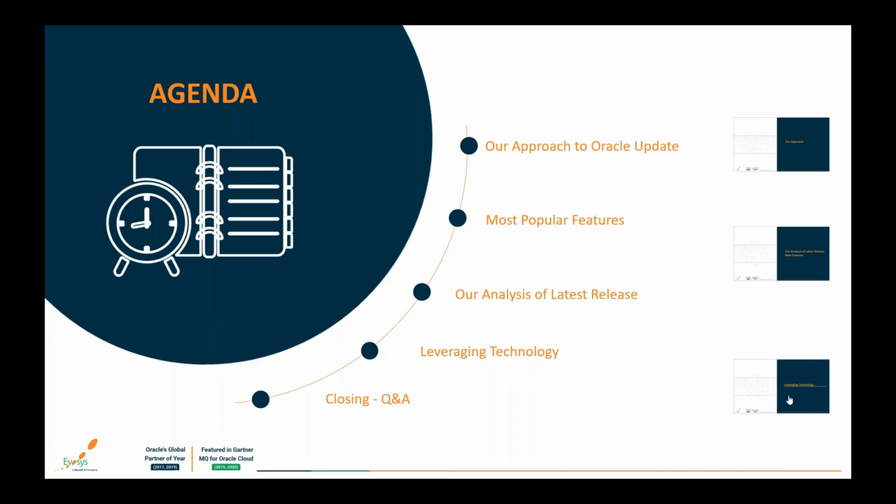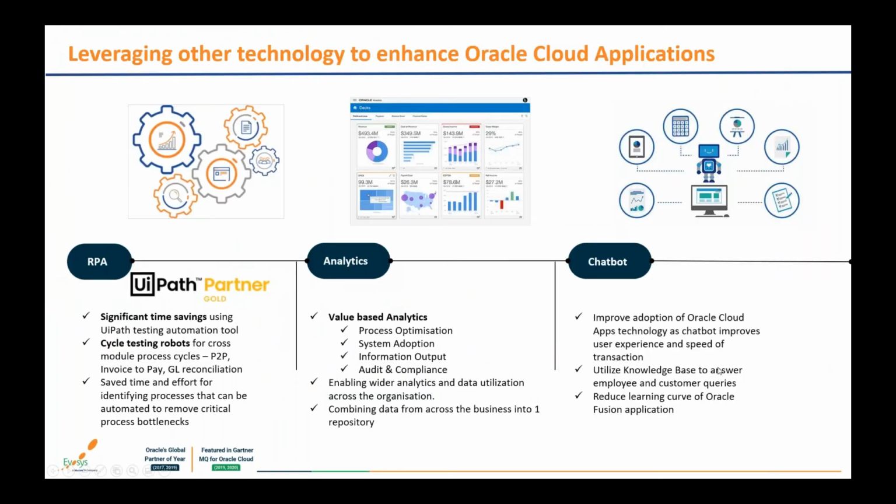So let's look at how other technologies can help with not only facilitating the release cycle, but also how they can drive further success from your Oracle applications, and in this instance from an ERP perspective. Looking at leveraging other technology now, we've taken some of the latest technologies and created a series of 3 packages across 3 distinct areas, namely robotic process automation, or RPA for short, analytics, and chatbots.